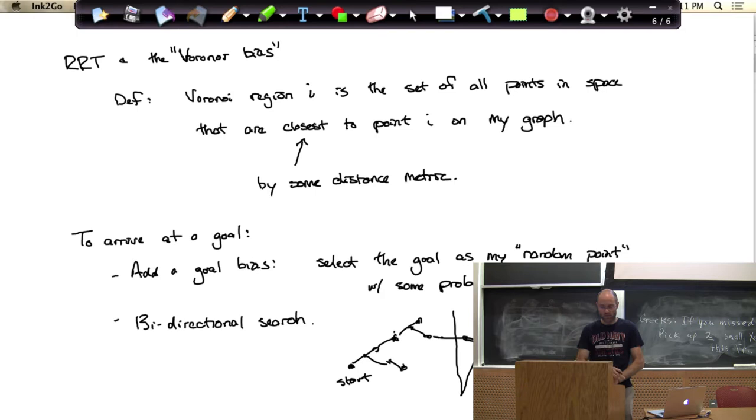There's a nice thing, which is that the distribution of vertices in your graph will actually eventually match the sampling distribution of your initial system. At first, it's very biased towards the initial configurations, but as the number of nodes goes to infinity, it will match the original sampling distribution, right?